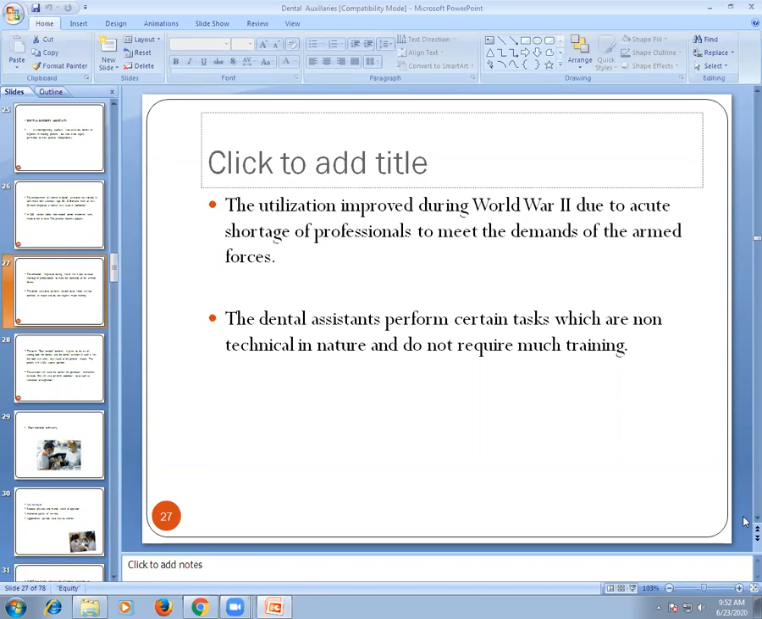The utilization improved during World War II due to acute shortage of professionals to meet the demands of the armed forces. The dental assistants perform certain tasks which are non-technical in nature and do not require much training.